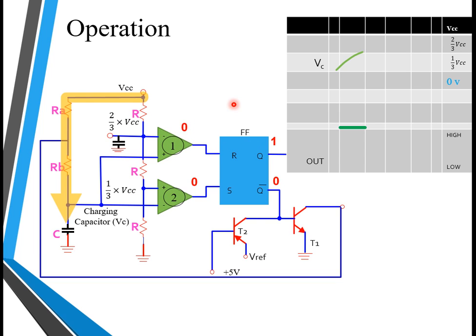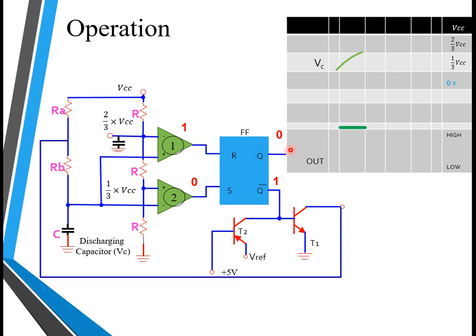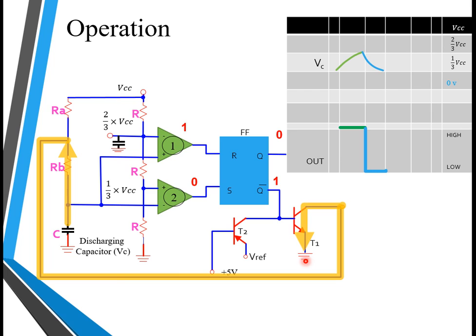the flip-flop gets a reset signal. So as the flip-flop gets the reset signal, flip-flop output Q will be 0. Here Q will be 0 is shown. When Q is 0, Q bar is 1. As Q bar is 1, transistor T1 is on. So now the capacitor is discharging through this path. Here the yellow path is shown. That means the capacitor voltage Vc is decreasing now.